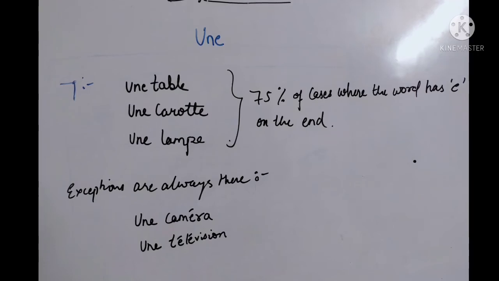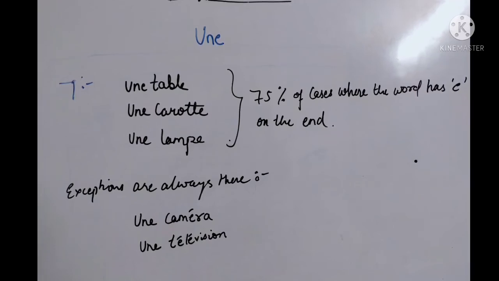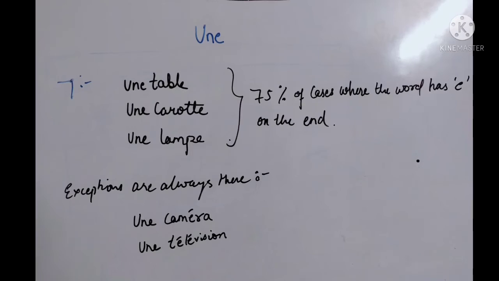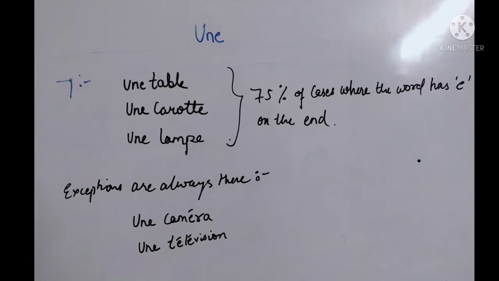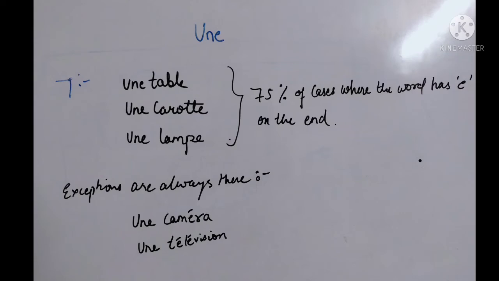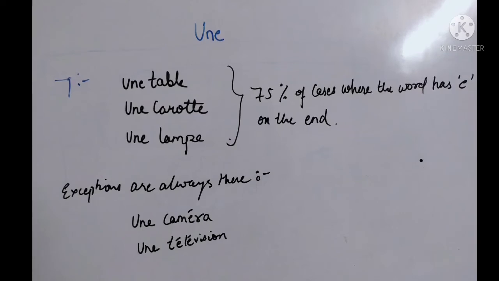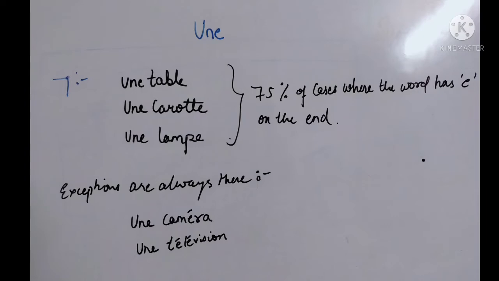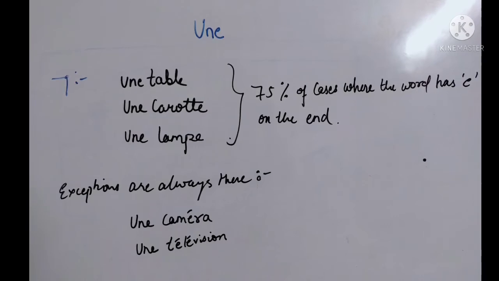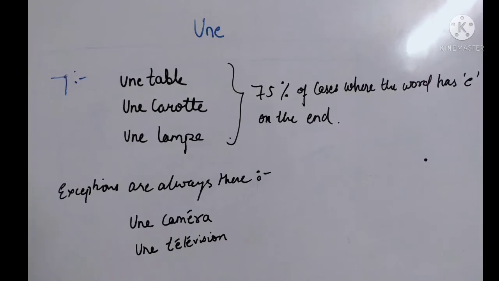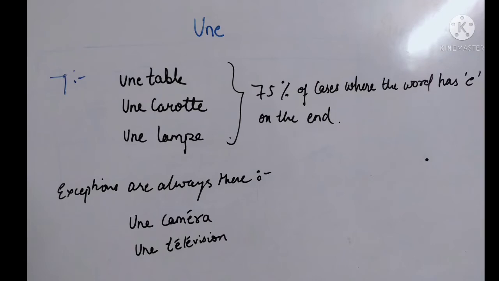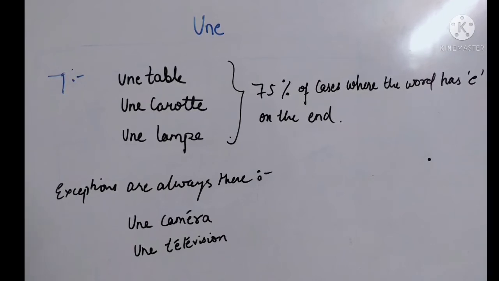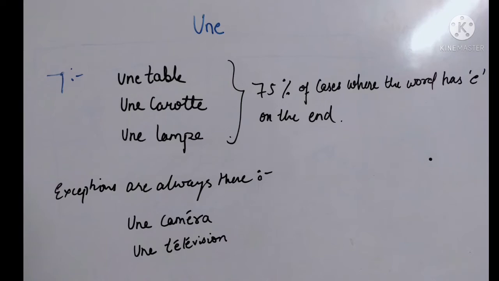Une caméra, une télévision. Here you can see that caméra is ending with a, but still, because it is a feminine thing, une is used. Similarly, the same case with télévision: it is ending on n, but the article to be used is une. Now let's move to another article.